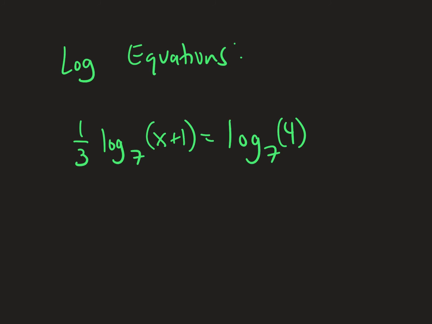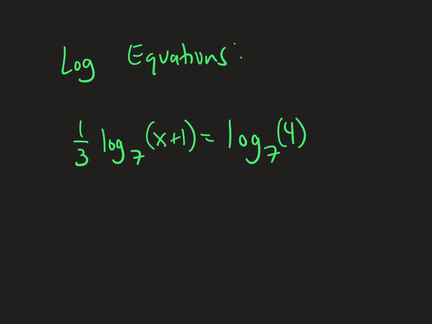All right, our last kind of equations we're going to see are log equations. And log equations, there are typically two types. There are ones where everything has a log, so all the terms have a log, like this one. And then the second type is when only some of the terms have a log.